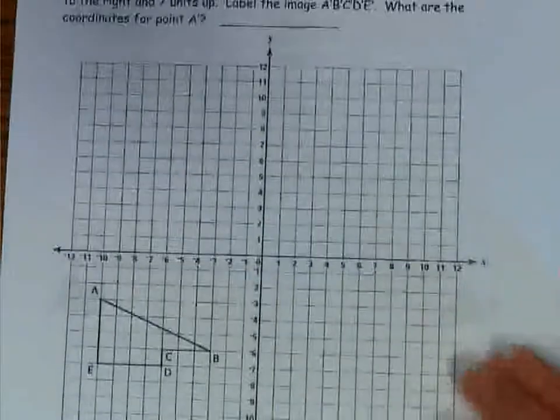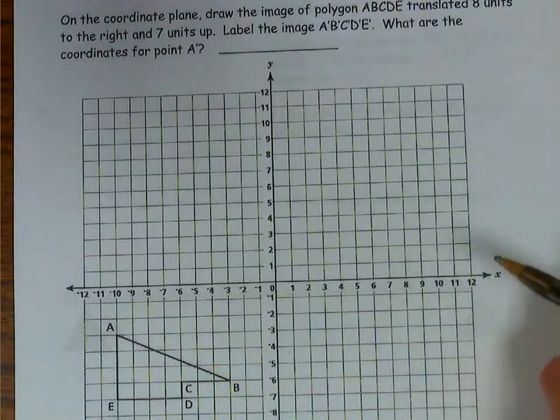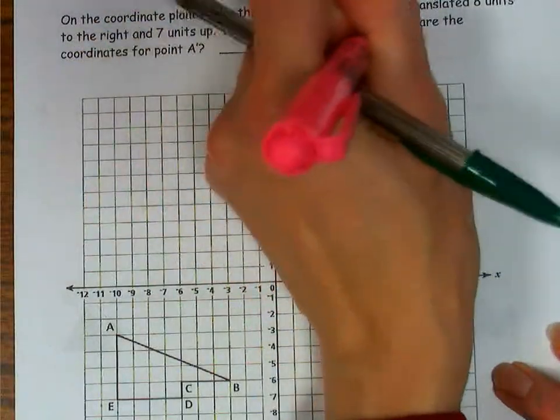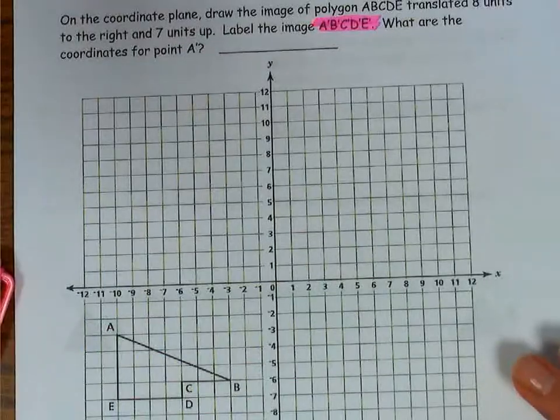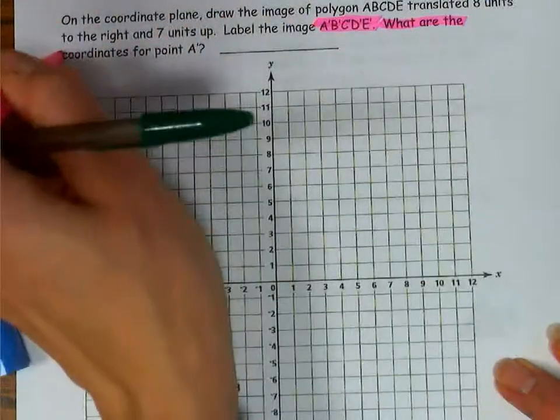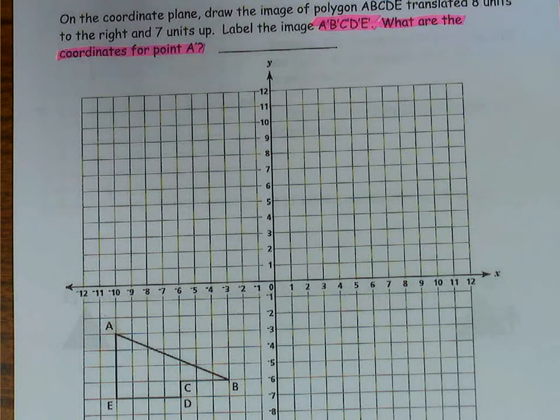So let's take a look at the second example. The second example says, on the coordinate plane, draw the image of polygon ABCDE, translated 8 units to the right and 7 units up. And once again, we're going to label that image A prime, B prime, C prime, D prime, and what are the coordinates for point A? So this is what the question is asking. Do we need to draw this whole entire figure? Absolutely not. We just have to translate point A 8 units to the right and 7 units up.